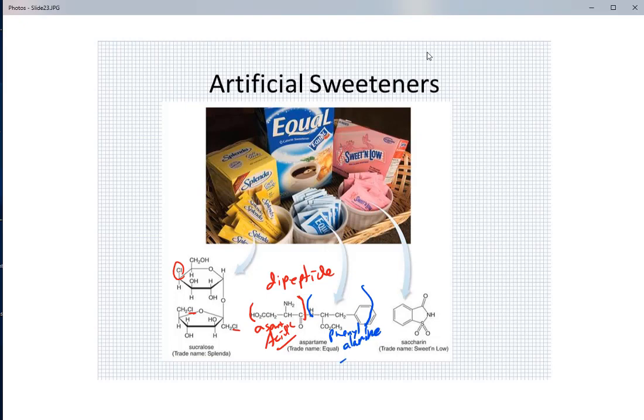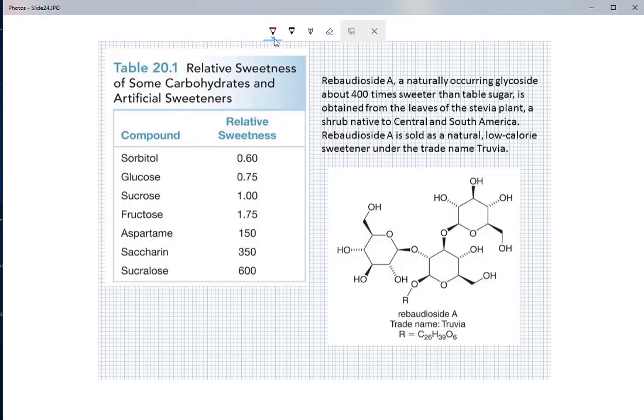Phenylalanine. And again, don't worry about these names, but recognize it's actually part of a protein. It's not carbohydrate at all. And then there's saccharin, also clearly not a carbohydrate. All right. So we see here some artificial sweeteners, aspartame, saccharin, sucralose, as we just talked about.